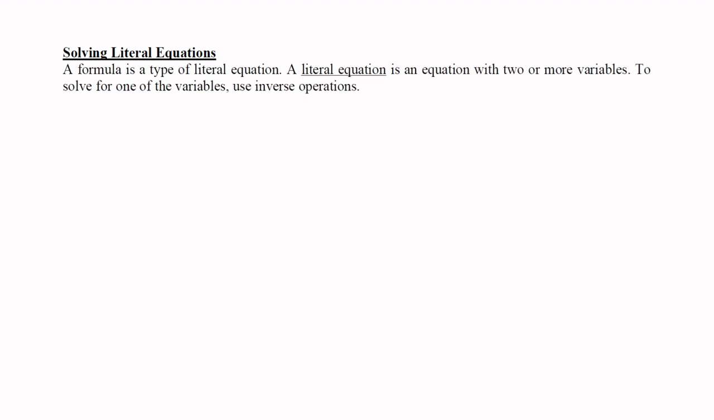So now we're going to talk about solving literal equations. A formula is a type of literal equation. A literal equation is an equation with two or more variables. To solve for one of the variables, we use the inverse operations. So for this example, we want to solve m minus n equals 5 for m, which means we want to get m by itself on one side.